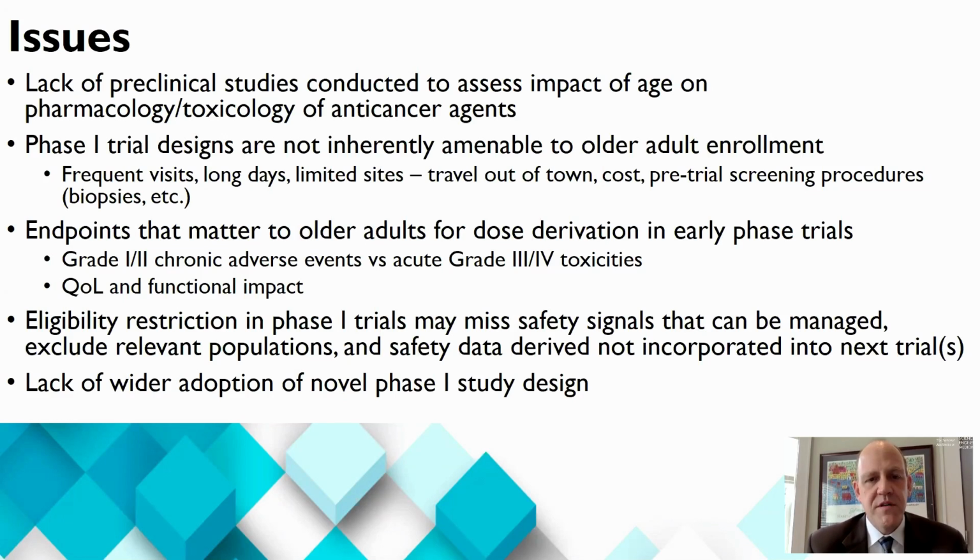Third, really endpoints that matter to older adults. We all focus by the old construct of phase 1 studies that we're very concerned about a grade 4 thrombocytopenia in cycle 1, for example. Most patients, and particularly older patients, really don't care about that. They care more about grade 1 nausea that lasts 4 or 5 months, or diarrhea that doesn't allow them to travel or to go to the movies. And so I think all patients really care more about that, but particularly the older population is an important aspect of that. And then quality of life and functional impact.